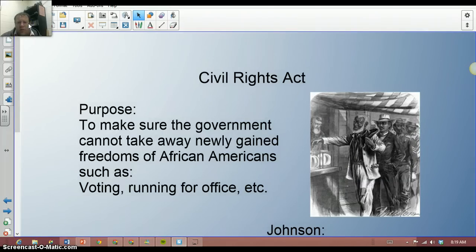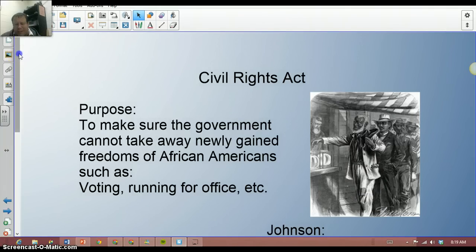And one of the new things that was passed was something called the Civil Rights Act. The Civil Rights Act was a law making sure that all the new rights given to African Americans, voting, citizenship, being able to run for office, those kinds of things, can't be taken away. This was a law passed by Congress, and we want to make sure that that's not going to happen.